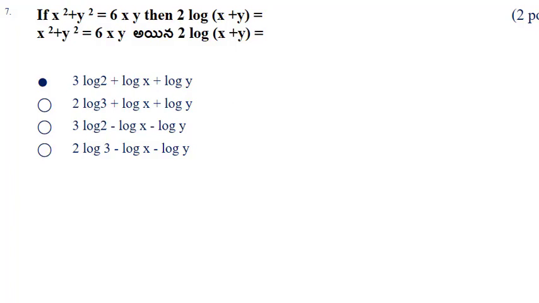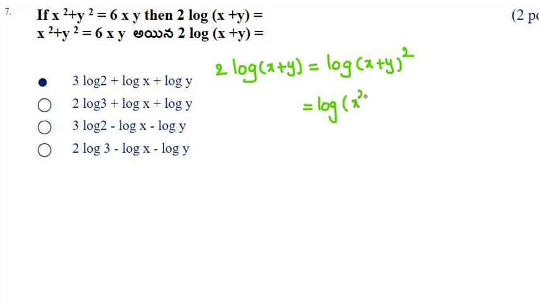So we need to find 2 log (x plus y). We can write this as log (x plus y) whole square. We know the formula of (a plus b) whole square, so x square plus y square plus 2xy, that equals log. In the given problem, x square plus y square equals 6xy. So instead of x square plus y square, we can write 6xy plus 2xy.